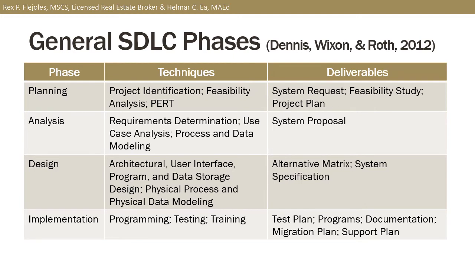In the analysis phase, you may use requirements determination, use case analysis, process modeling, and data modeling. The expected output is a system proposal. For the design phase, you may employ architectural design, user interface design, program design, data storage design, physical process modeling, and physical data modeling. The expected deliverables are alternative matrix and system specification.